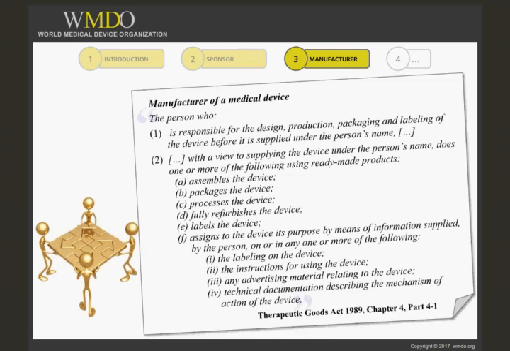The manufacturer of a medical device is the entity who takes responsibility for the design, production, packaging and labeling of the device before it is supplied under the manufacturer's name. With a view to supplying the device under his name, the manufacturer does one or more of the following to the device: assembling, packaging, processing, fully refurbishing, labeling, assigning its purpose by means of information supplied by the person on the labeling on the device, on the instructions for using it, in any advertising material relating to the device, or in the technical documentation describing the mechanism of its action.